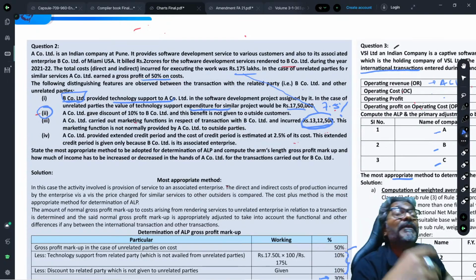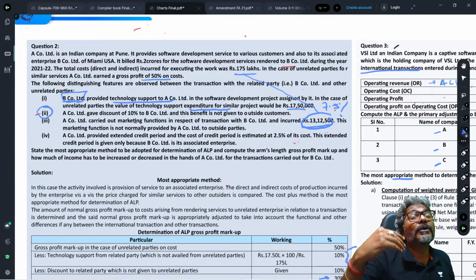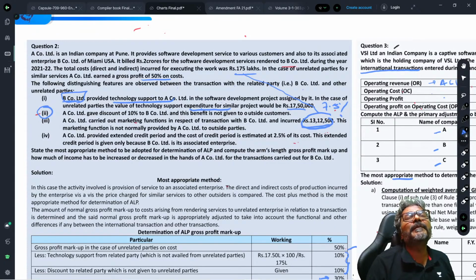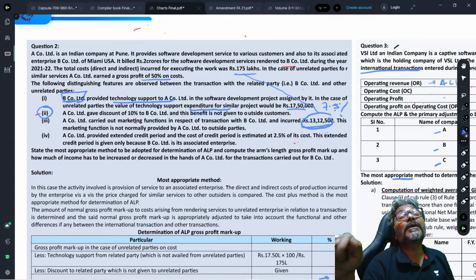If I'm getting the technology support from you, so in the price which I'm going to charge, will the margin be on the lower side? Yes, why not? Margin has to be on the lower side because you have given me the technology support, and therefore when I charge you the price, the margin has to be on the lower side. Now this technology support is not there in the associated enterprise transaction, and if it is not there, the margin in the A transaction is on the higher side.